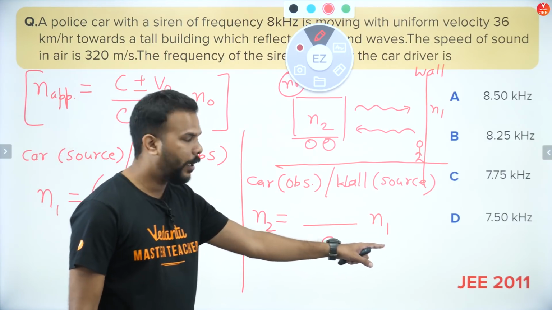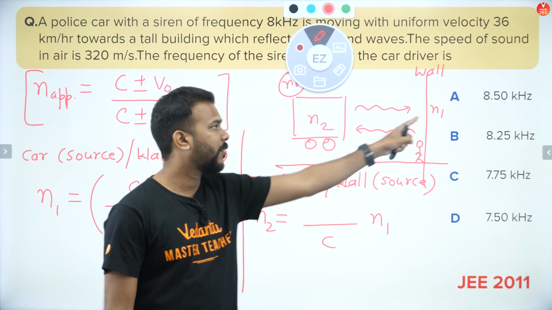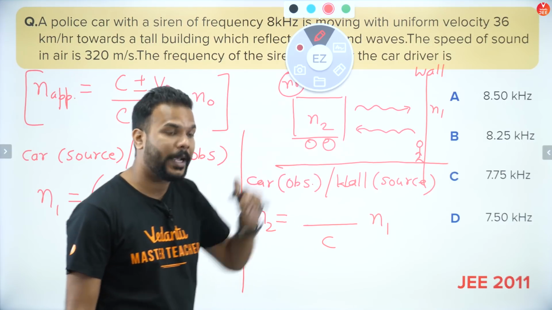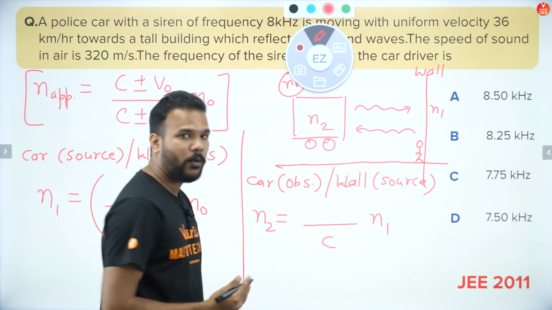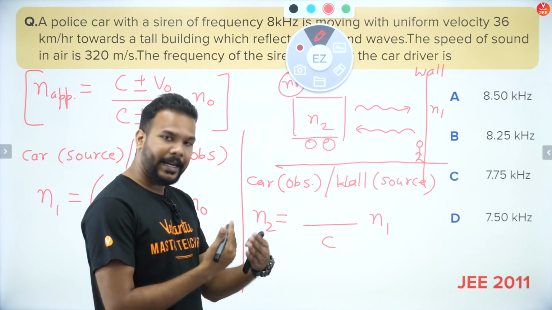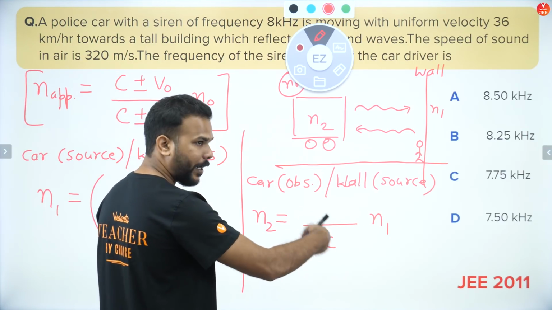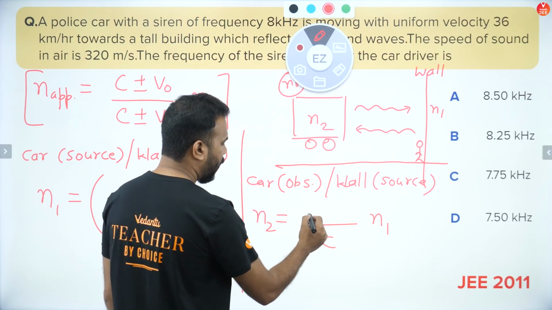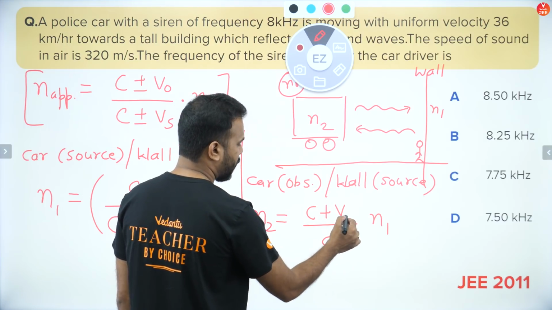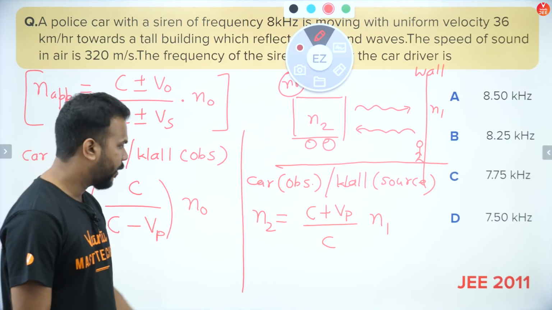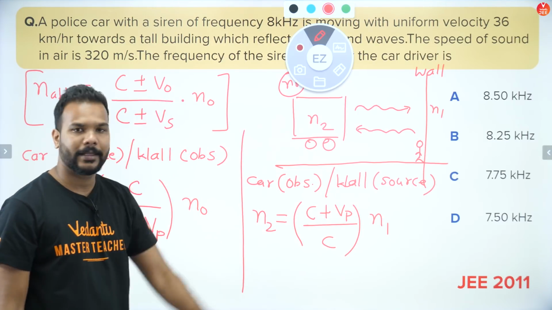Why am I writing it as n1? Because now the sound which is starting from the wall to the police car has a frequency n1, because that was the frequency which was received by the wall. And we know that when the wall is stationary and the car is approaching the wall, again the relative separation between the two is decreasing. That means n2 should be greater than n1, and that is very easy to predict. The numerator has to be greater than the denominator. That will be the case when you add C with the speed of the observer, which is the police car. Getting it? (C plus V) by C, this ratio will be more than 1, multiplied with n1 gives you n2 greater than n1.